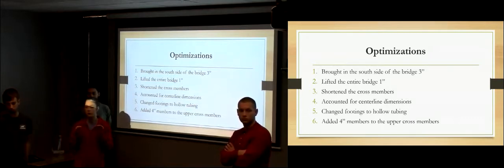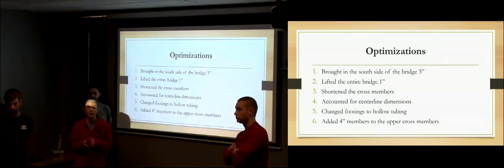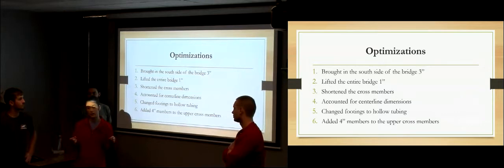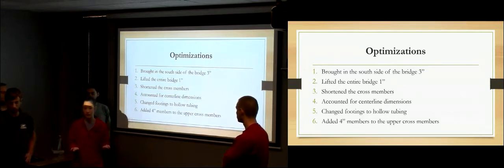And then on the top cross members, instead of having an extra connection, we put 2 4-inch members on both sides of those cross members and attached it to the outer sides, and they'd be welded together rather than connected.